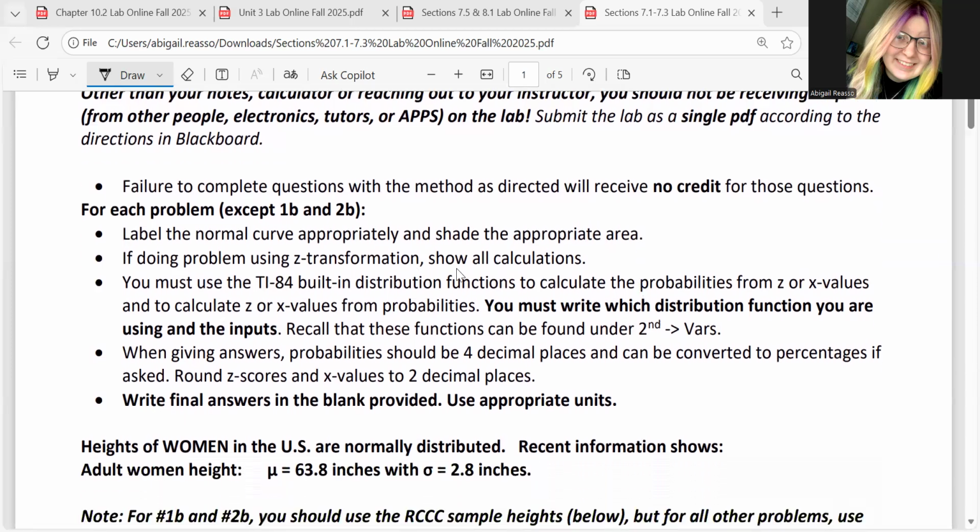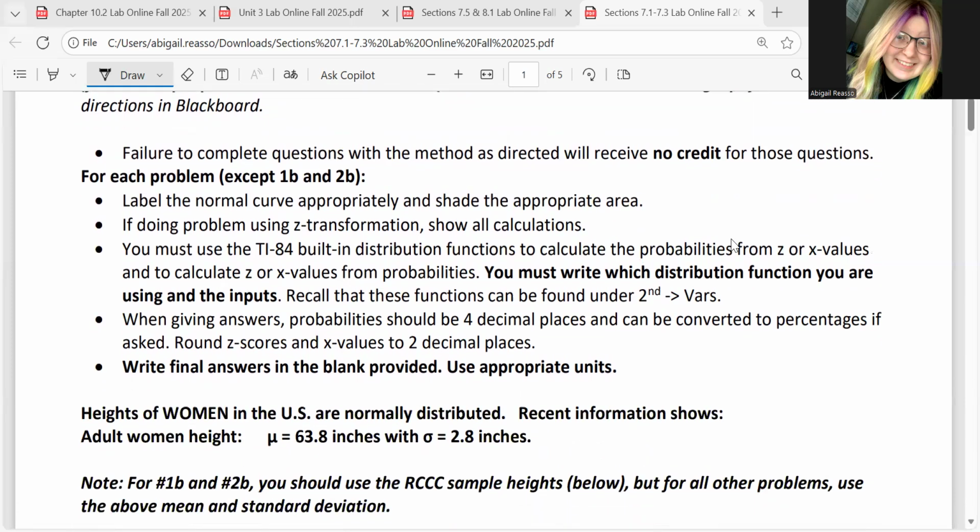You are welcome to do a Z transformation if you would like. If you do choose to do a Z transformation, please be sure to show the calculations for that. And for this lab, we want you to use the TI-84 built-in distribution functions to calculate your probabilities from Z or X values, and then same but flipped, a different function for calculating the Z values from probabilities. Those can be found under second vars, so just be sure to look at your notes for those instructions, and you can also ask your instructor for help if you're having issues with your calculator.